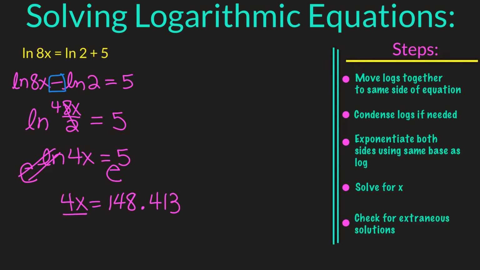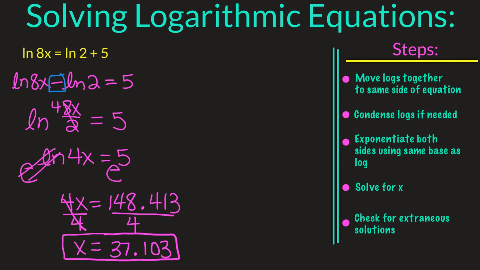To solve for x, we need to divide both sides by 4. So just keep that answer in your calculator and now divide it by 4. And so x is going to equal 37.103. Now I would go ahead and check your answer, but when I look up here, if I plug in 37 times 8, that's going to stay positive. And on the other side, there's not an x. So this checks, but again, you do need to check your answer. You just want to make sure you don't have a log of a negative number.